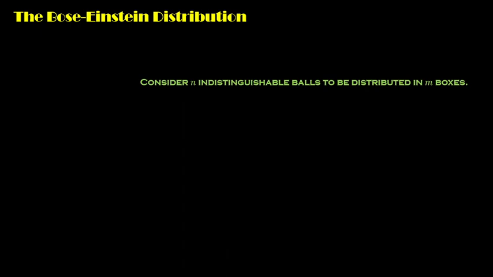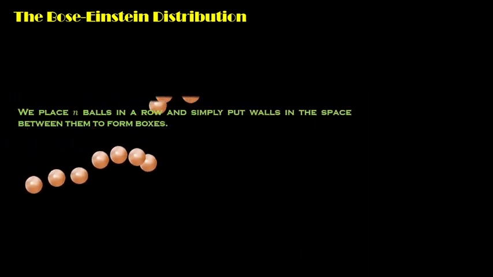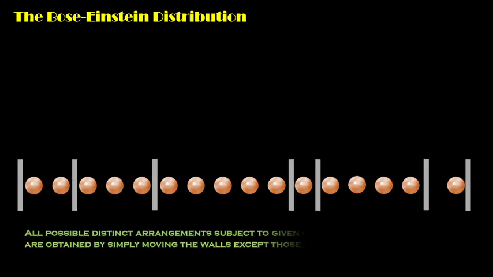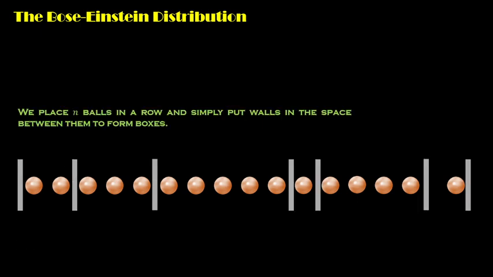Again, we consider n balls to be distributed into m boxes. So we have n balls which are placed in a row and they have to be distributed into m boxes. We form m boxes by putting in m plus 1 walls. So these walls separate the boxes. There are m plus 1 walls which form m boxes.